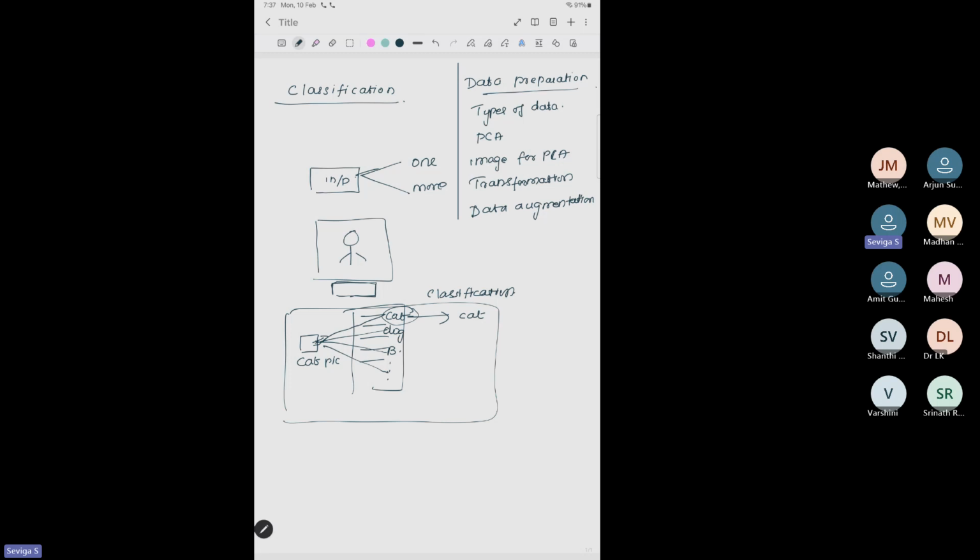So am I clear what classification is? It is an important application in machine learning. It involves looking at the input and then comparing it with the list of possible categories and then picking up the most probable category for the input. And this process is called classification. Any questions?